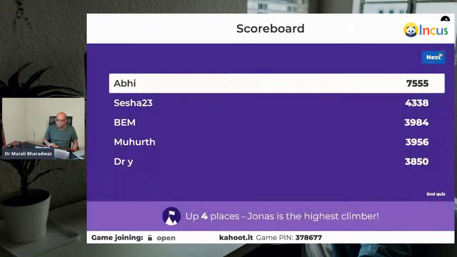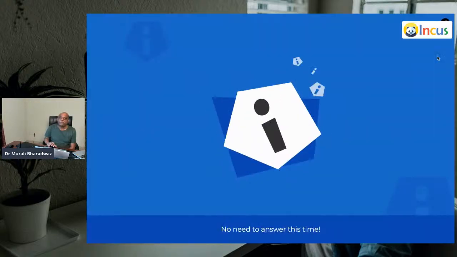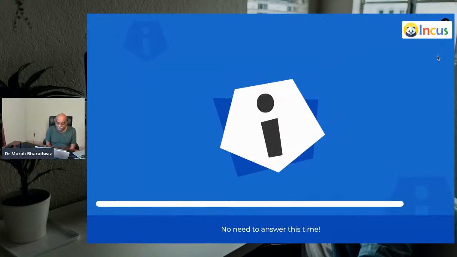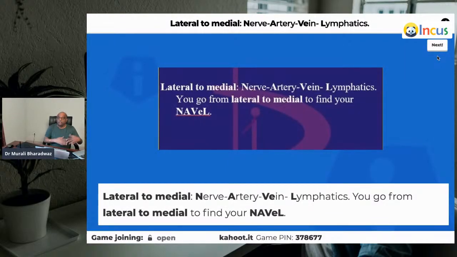Please remember the very well-known mnemonic. So, Abhi is on the top. Lateral to medial: nerve is most lateral, artery next, then comes the vein, then the lymphatics, which are most medial. That is how you reach that sexy belly button, right?